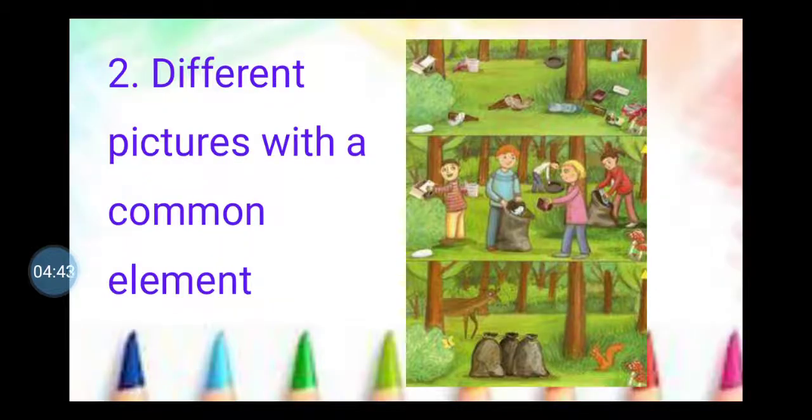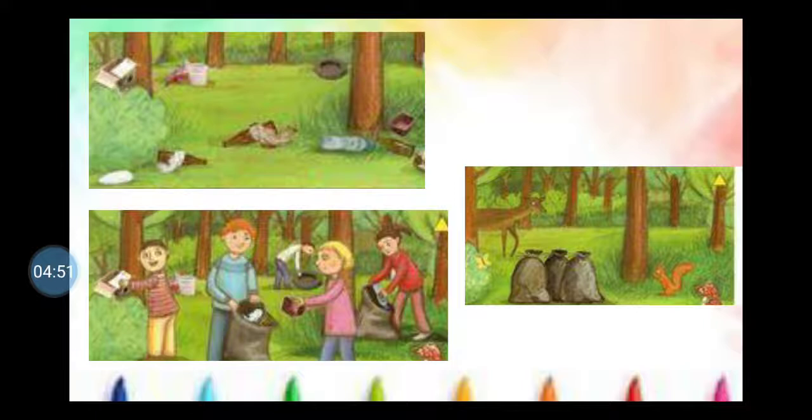Now the second one, different pictures with a common element. You can see there are three different pictures here. Okay, I'll put them here separately. I'll show you three pictures. Now what do you notice? All the three pictures have a common element. What is that common element that you have to identify? The common element is that the setting of the three pictures is in the forest, right?